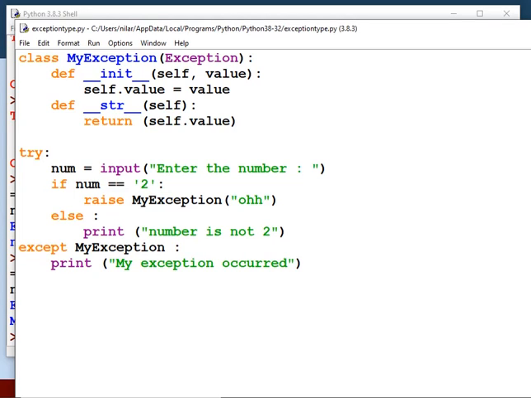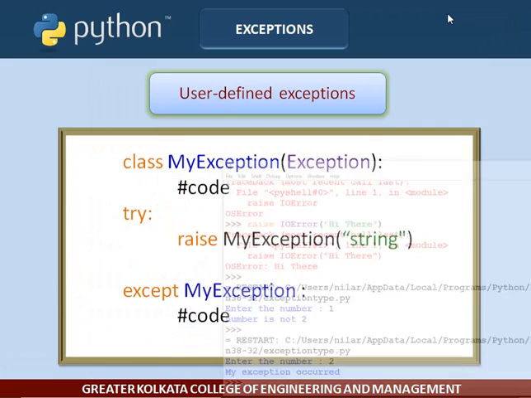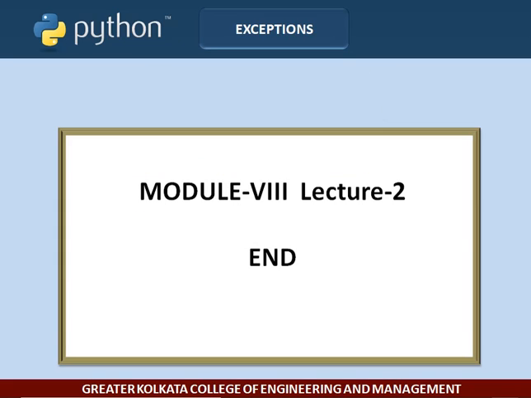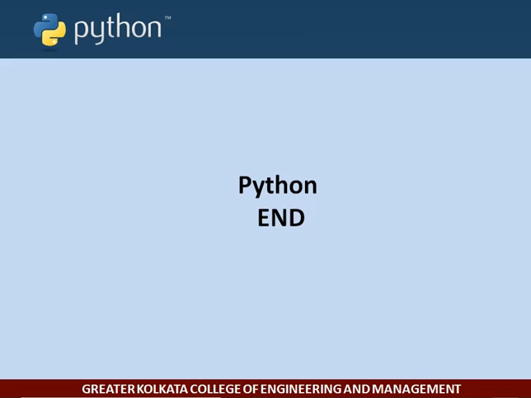Now, this is for your information that already we have completed Module 8 Lecture 2. This is the end of the exception. Also, along with that, we have completed the Python module. Next in these classes, we will do a project using Python. Thank you all very much.